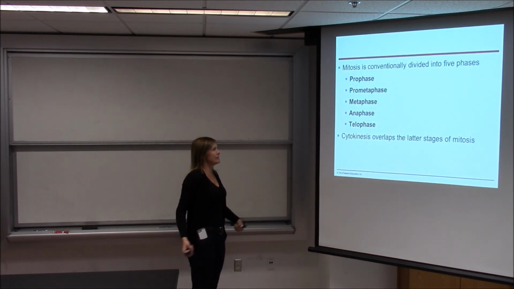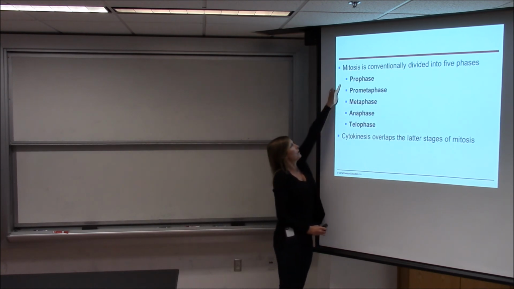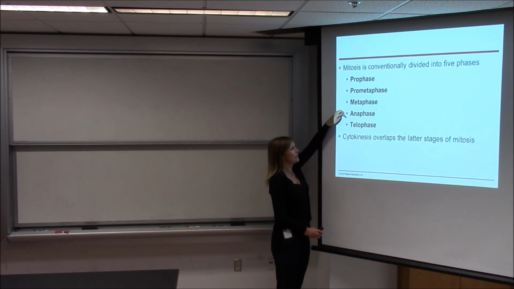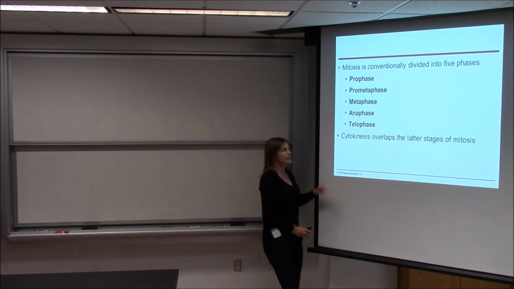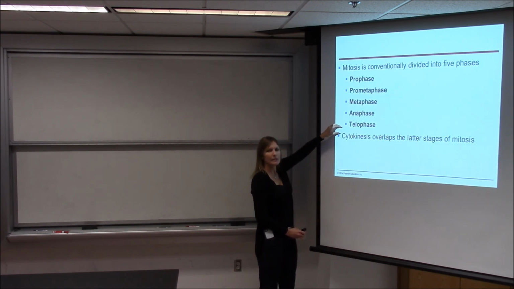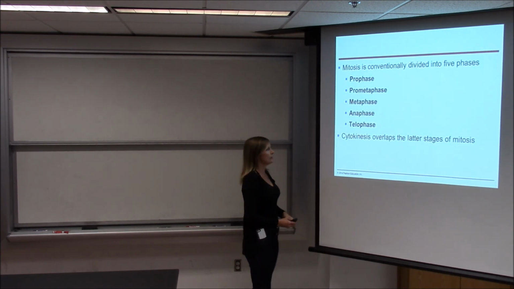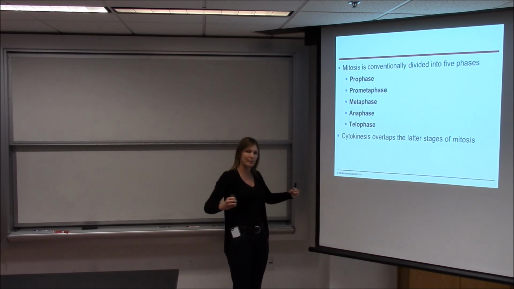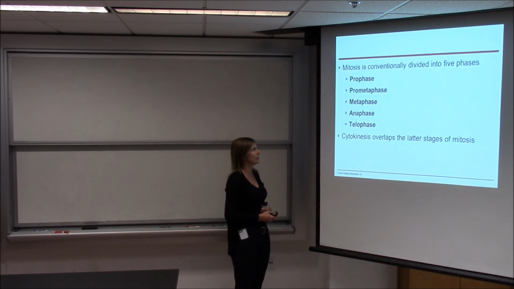Mitosis is typically divided into these phases: prophase, prometaphase, metaphase, anaphase, and telophase. Cytokinesis happens sometime in here. It gets completed at the end of telophase. That is division of the cytoplasm to really physically separate those two cells from each other.